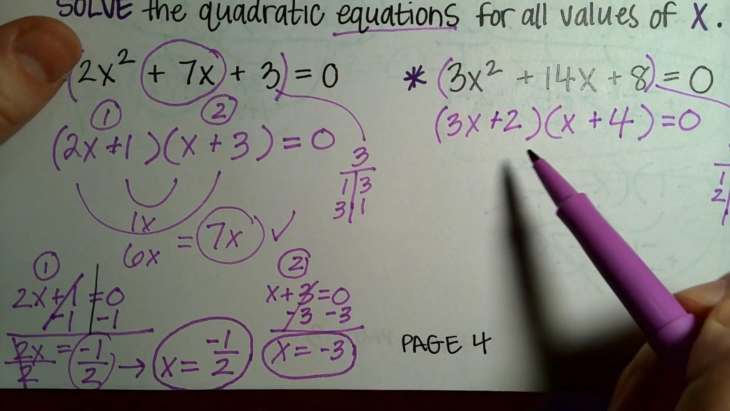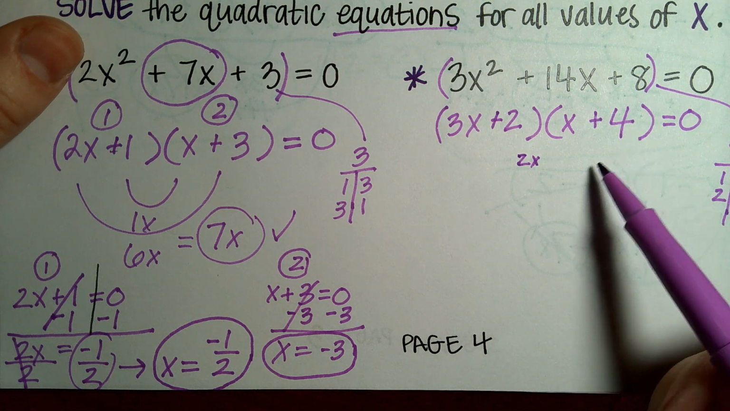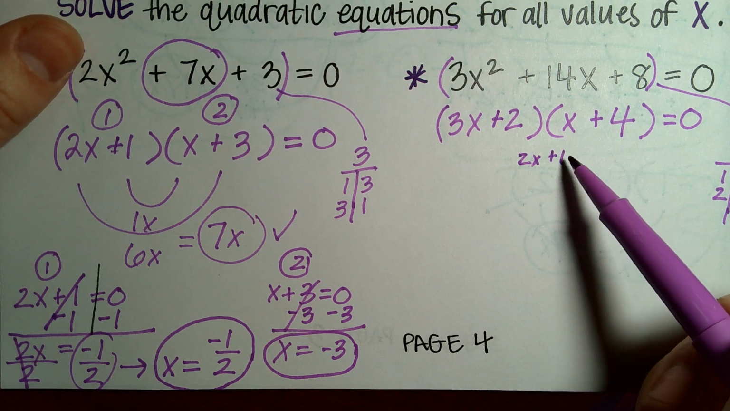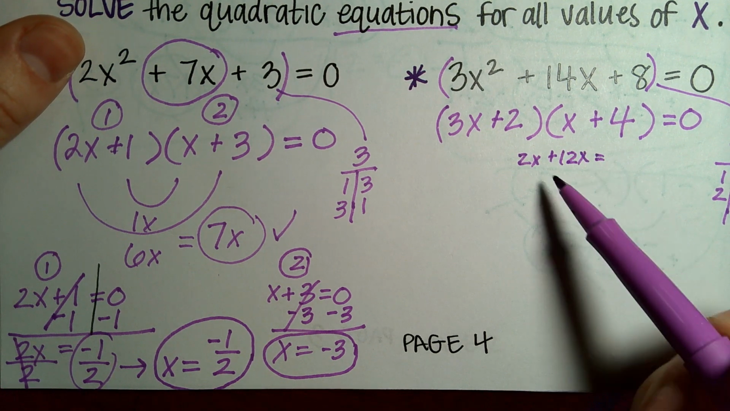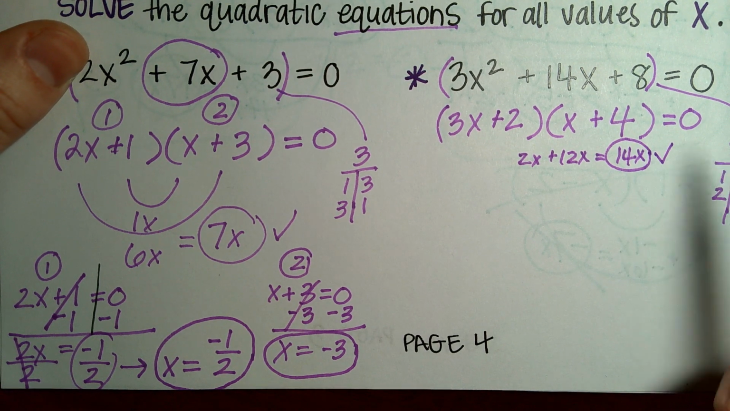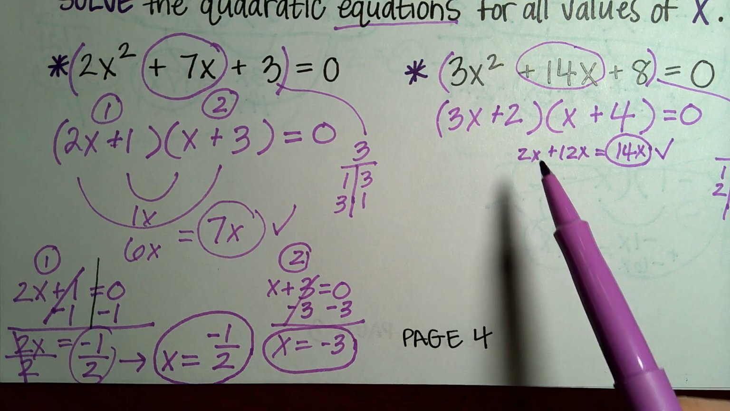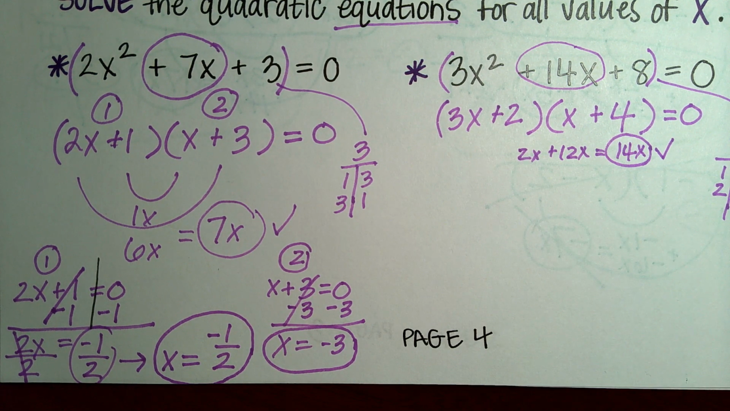Okay. So I know I'm going to have 2x, and then 4 times 3 is 12x. And that makes 14x, which is our middle term. So we know we factored this correctly. So I've got my factored form. What do I need to do now to find my values of x?